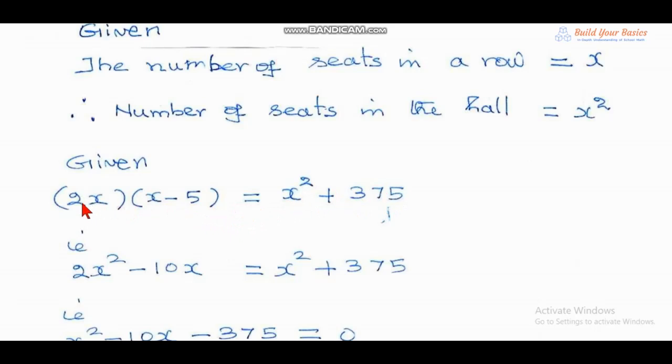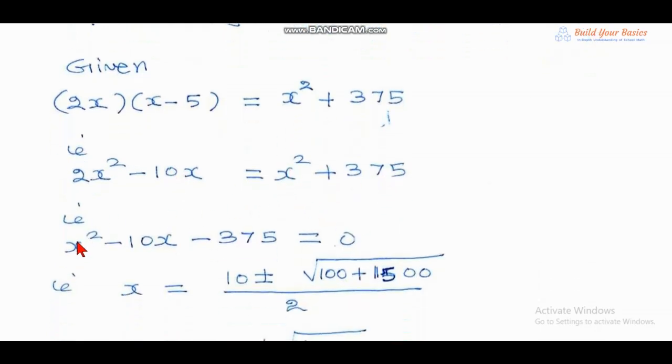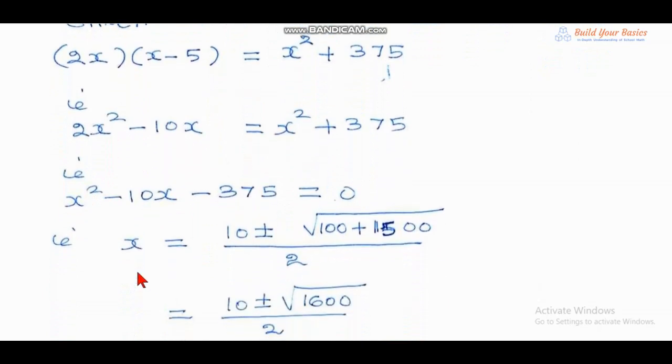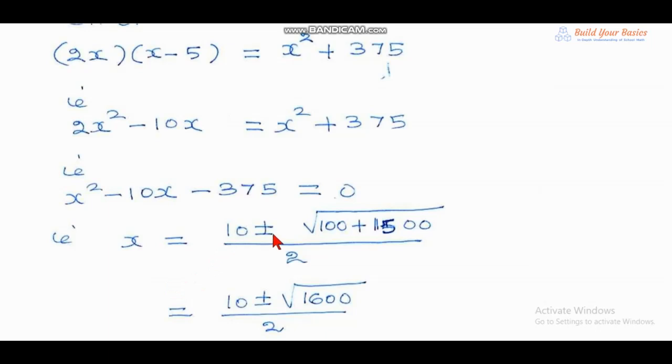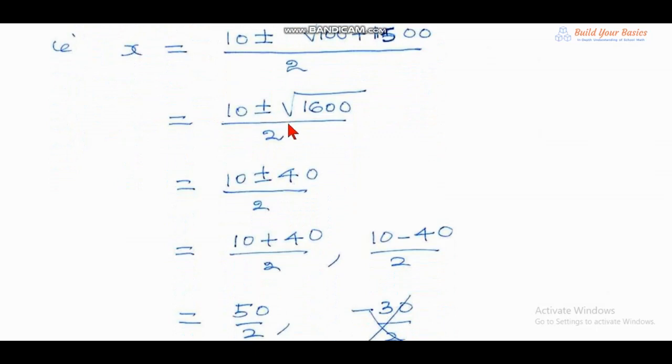This is a quadratic equation we can solve. Multiply: 2x squared minus 10x equal to x squared plus 375. That is 2x squared minus x squared minus 10x minus 375 equal to 0. Solve by formula method. 10 plus or minus square root of 100 minus 4 times first number, last number gives plus 1500, whole divided by 2 into 1. That is 10 plus or minus square root of 1600, whole divided by 2.